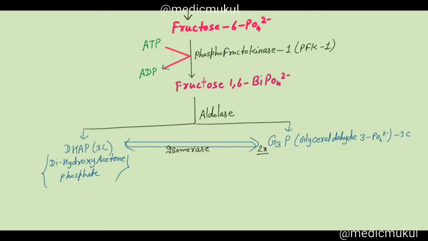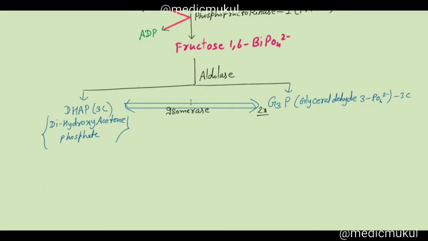It will become 2 multiply 3 G3P. So below the G3P, all molecules will be multiplied by 2, meaning 2 molecules will be formed below G3P. Okay, so let's go to the next. G3P, glyceraldehyde 3 phosphate.